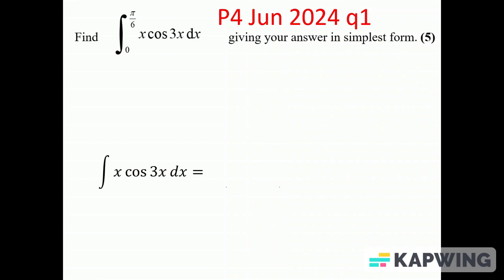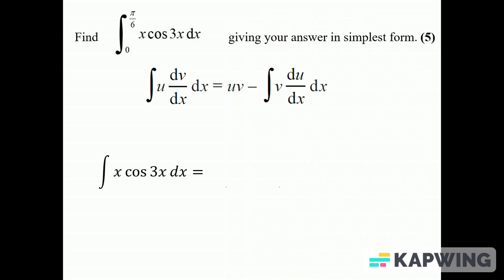Right, P4 June 2024 question one. I don't normally bother with question ones, but what the hell, it's an integration by parts. So I'm going to do x cos 3x between those limits. I'll do the integration first.